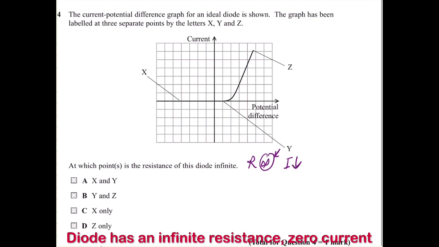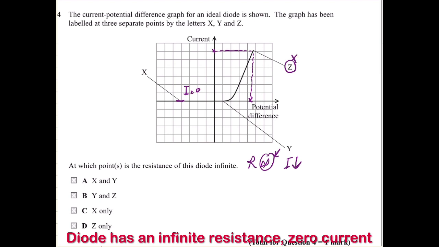So if you look at the point X, there is no change in the value of the current, so the current equals 0 at this point. And for Z, we notice there is a value for the voltage, and on the y-axis there is a value for the current, so Z is wrong.